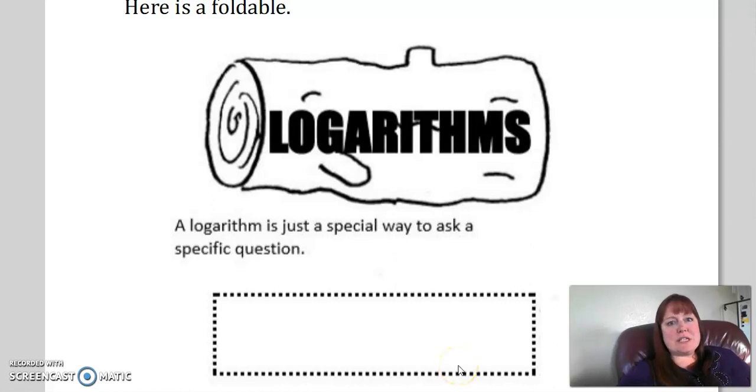Now you know everything there is to know about logs because you watched that awesome video over and over because it was so great. So here's a foldable. If you want, you can print it. I gave you the file, or you can just write it down in your own notes.